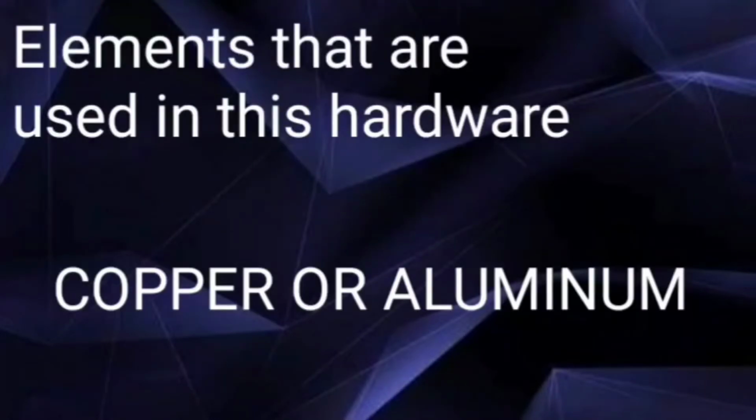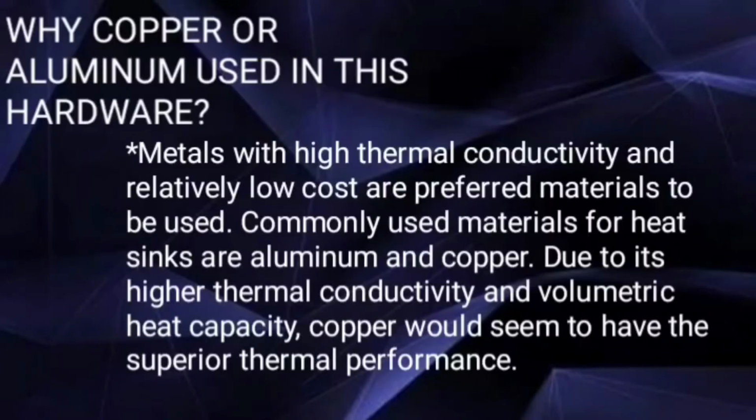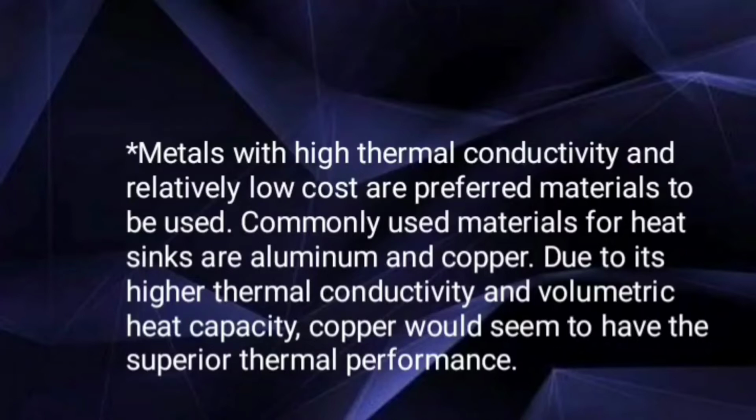Heatsink fan is made out of copper or aluminum. Metals with high thermal conductivity and relatively low cost are preferred materials to be used. Commonly used materials for heatsinks are aluminum and copper. Due to its higher thermal conductivity and volumetric heat capacity, copper would seem to have the superior thermal performance.